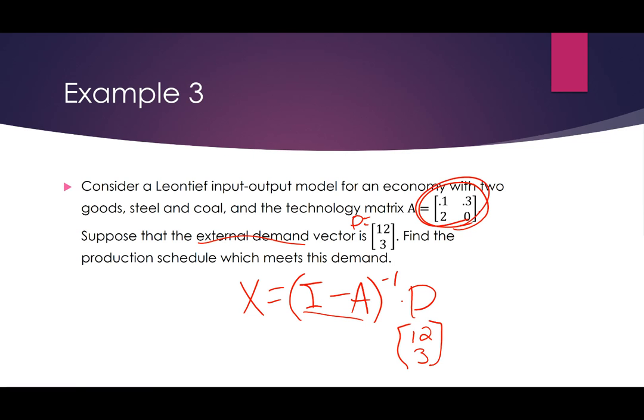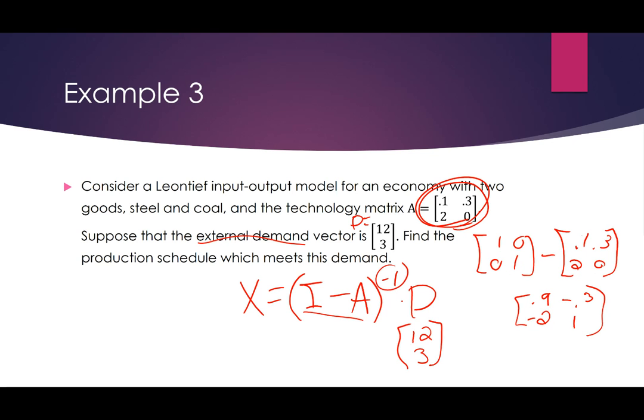So I already know what A is. So I, remember, is the 1, 0, 0, 1. And I need to subtract A from it: 0.1, 0.3, 2, and 0. I think this is probably easier to do by hand since when you subtract, you just subtract likewise around. So 1 minus 0.1 is 0.9. 0 minus 0.3 is negative 0.3. 0 minus 2 is negative 2. And 1 minus 0 is 1. So this is I minus A, but I need the inverse of that.